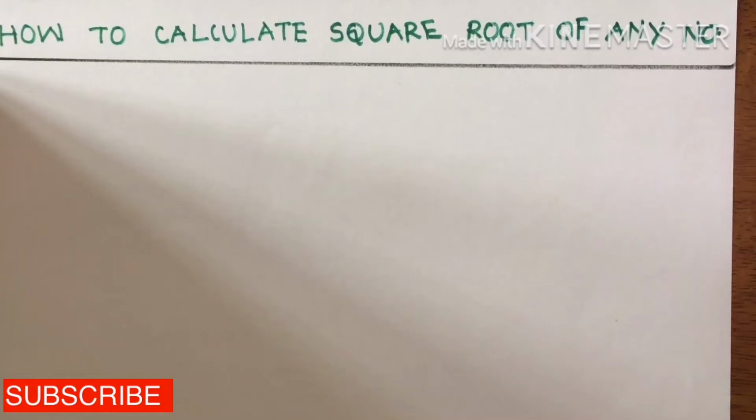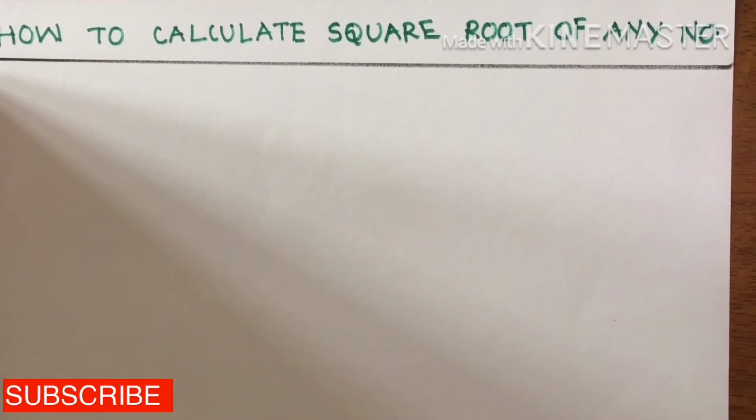Hi friends, in our previous videos we have discussed how to calculate squares and cubes easily. But in this video we will discuss how to find the square root of any number easily with a short trick. First of all, we have to have an idea about the squares of 1 to 10.